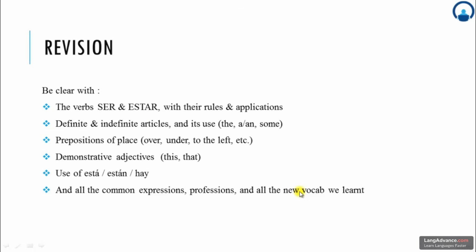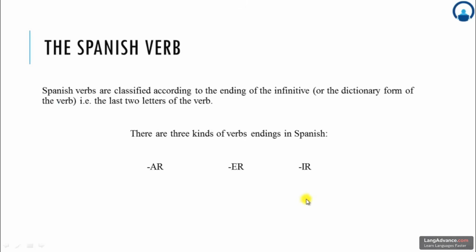So we move ahead, and here is the first topic which we are going to learn now, and that is the Spanish verb. Spanish verbs are classified according to the ending of the infinitive. Of course, in the dictionary form of the verb, that is the last two letters of the verb. There are three kinds of verb endings in Spanish. Verbs ending in AR, verbs ending in ER, and verbs ending in IR.